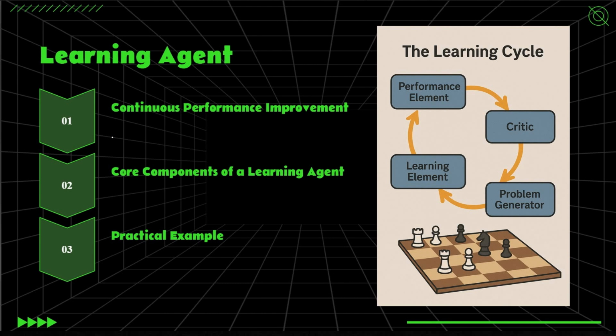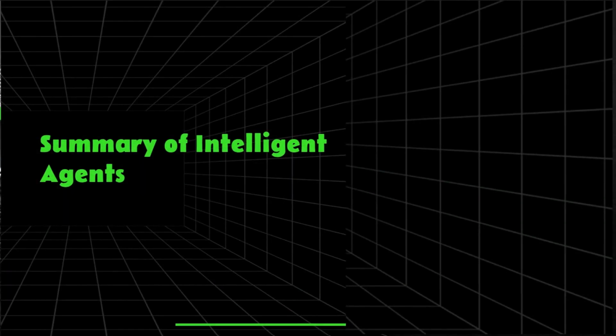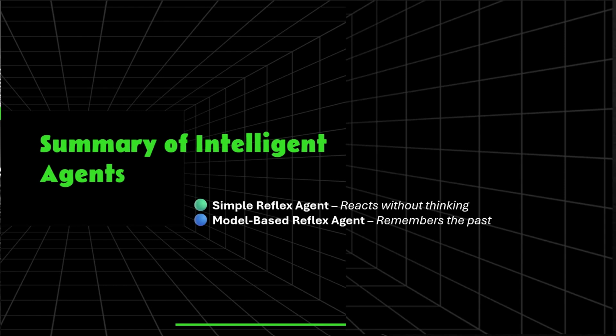Alright, so after explaining all this, let's go ahead and summarize this lecture. Here's the summary of the intelligent agents. The first one that we covered is the simple reflex agent, which basically reacts without thinking. It only responds to what's happening right now. There's no memory, there's no learning. The second one is the model based reflex agent. It remembers the past. It builds a picture of the world using memory and past experience.